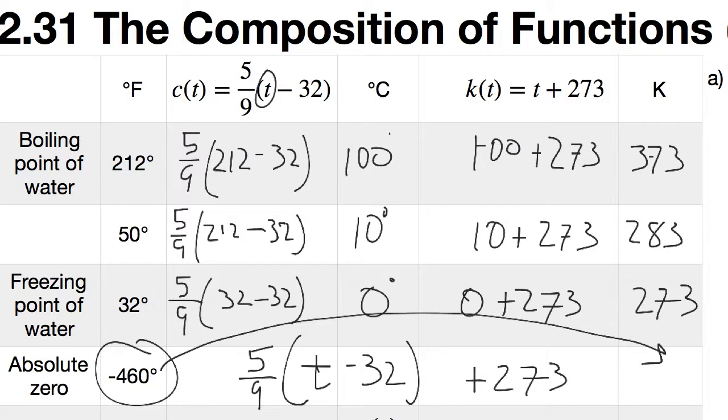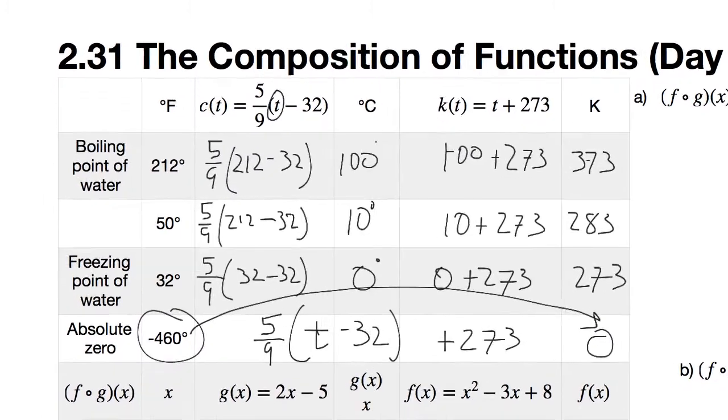And in fact, when you plug in negative 460 into this one function, you do get out 0 degrees Kelvin, which is absolute 0. What I've just done is I've composed 2 functions together. This function, C of t and K of t, I've turned them into one function. I've composed them, and that's what we're doing today. We're working with composition of functions.